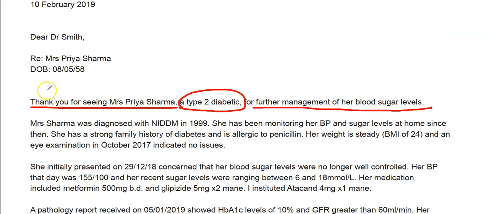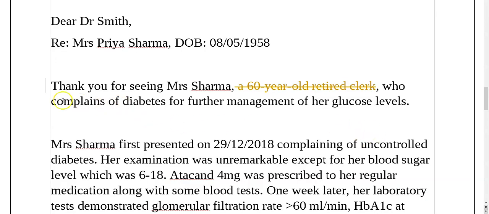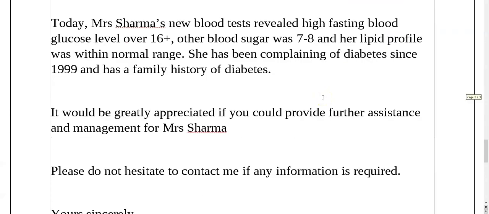Or I'm writing to request your further management of Mrs. Sharma, whose blood sugar levels are uncontrolled, etc. Alright? So I would do something such as complains of diabetes for further management of the glucose. So I won't put who complains, or who is complaining, or who requires further management, or further management of the uncontrolled levels, etc.